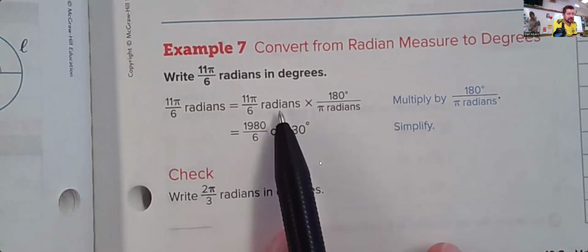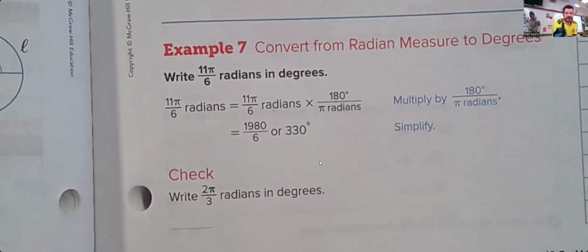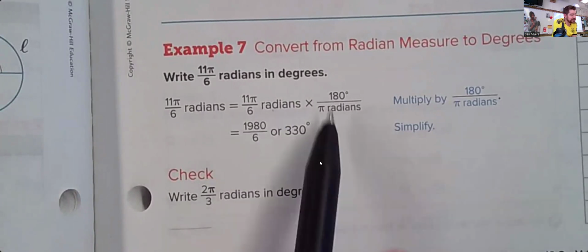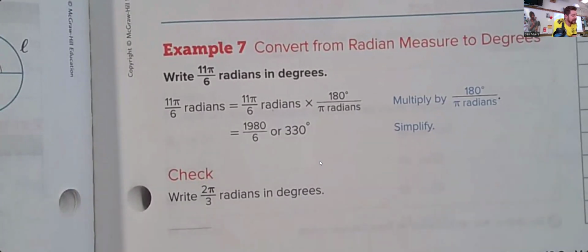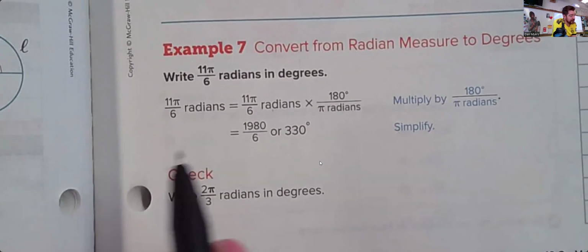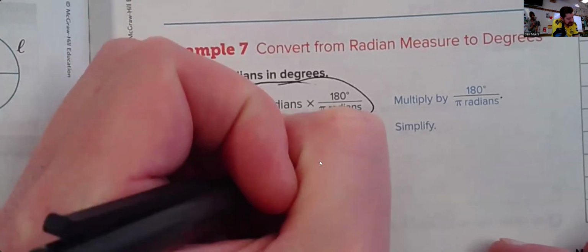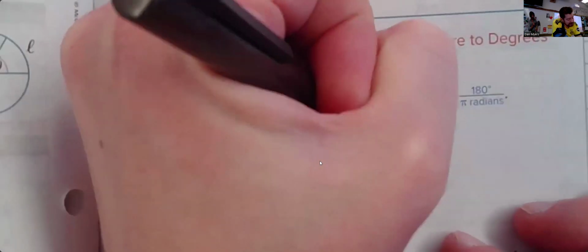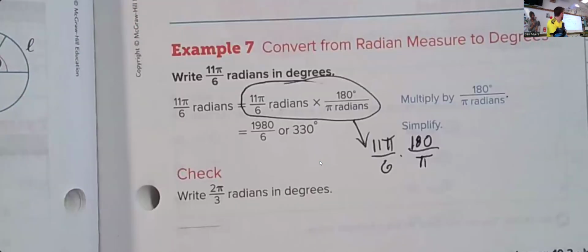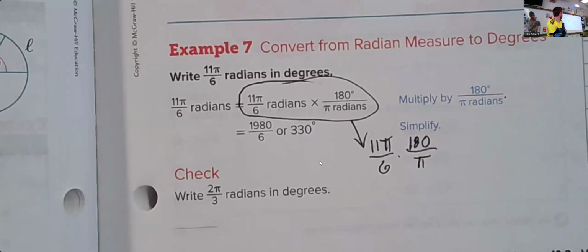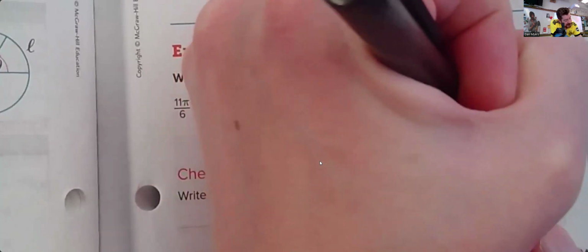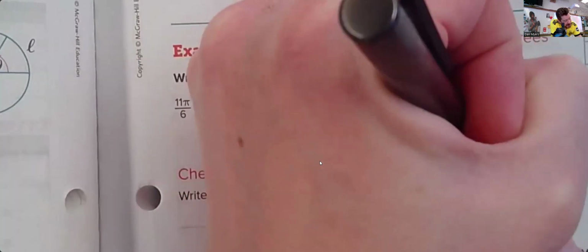And I don't recommend writing the word radians in the problem as you're doing this. It's best just to leave the word radians out of it, leave degrees out of it as well until you're done with the problem. I'll rewrite this down here just to show you what's happening. I would write 11 pi over 6 times 180 over pi, like that, which ends up equaling 1,980 pi over 6 pi.